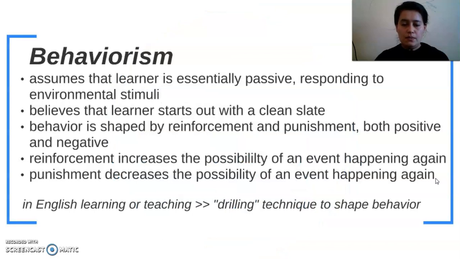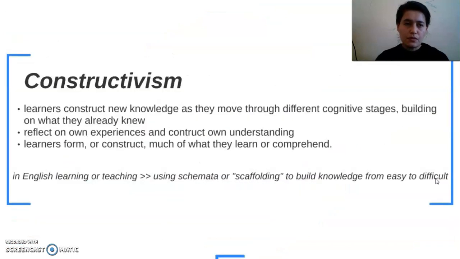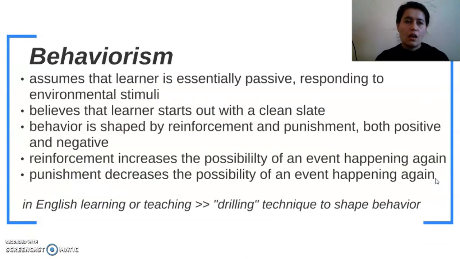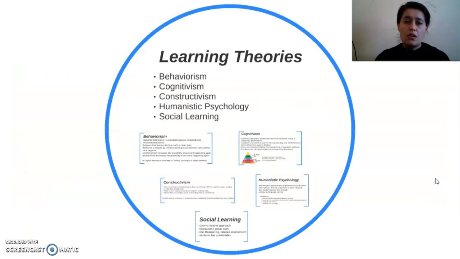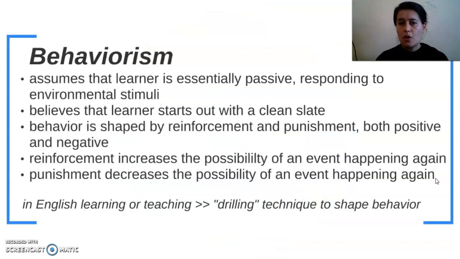And we have some learning theories. There are behaviorism, cognitivism, constructivism, humanist psychology, and social learning. Okay, let's see the first one, behaviorism.